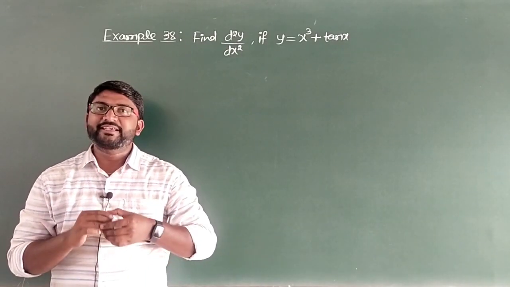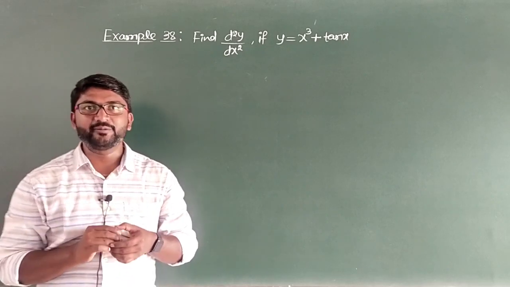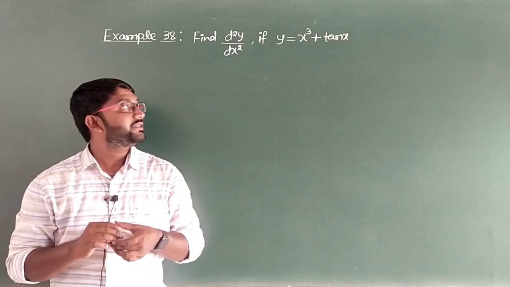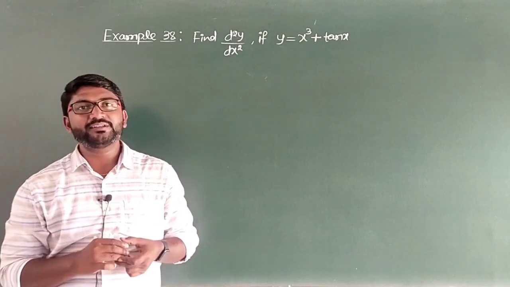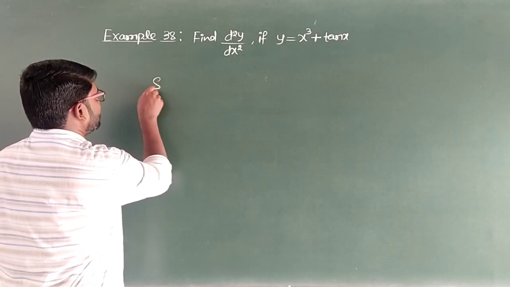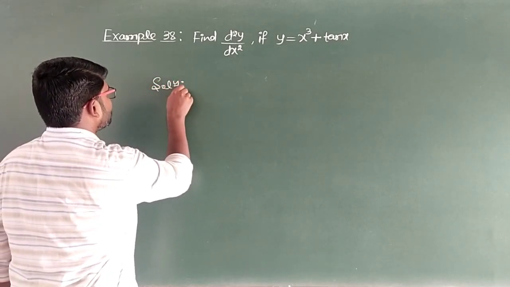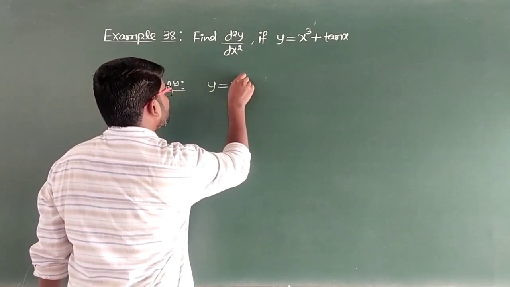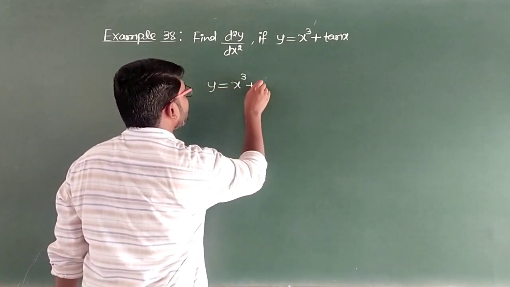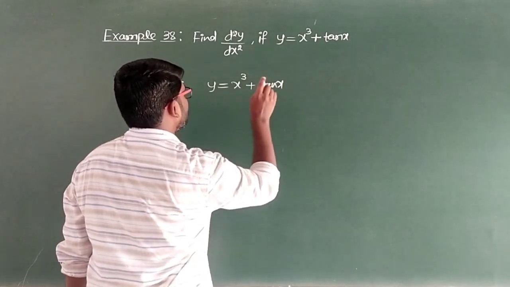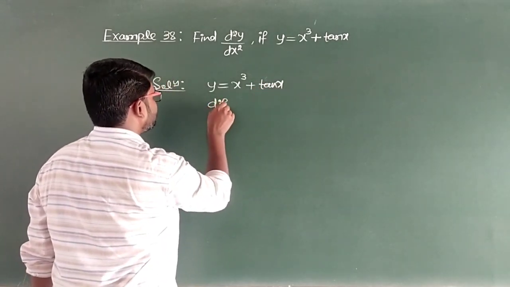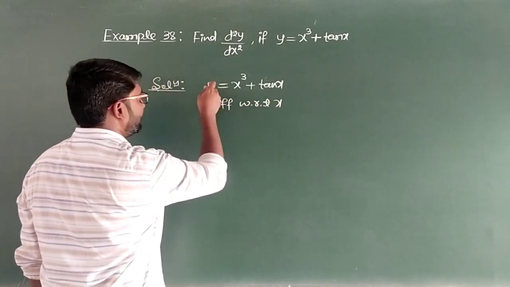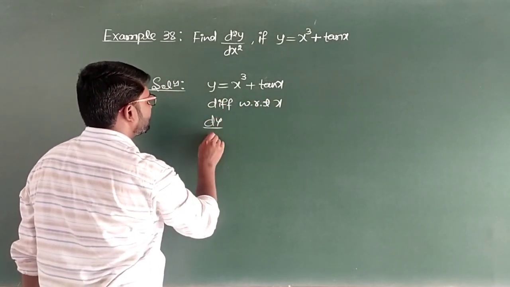Well, let us solve some example problems on second order derivative. In that example 38 it is, find d square y by dx square if y which is equals to x cube plus tan x. So I will be going for the solution. Write the given function y which is equals to x cube plus tan x. Now differentiate with respect to x. Derivative of y will be dy by dx.